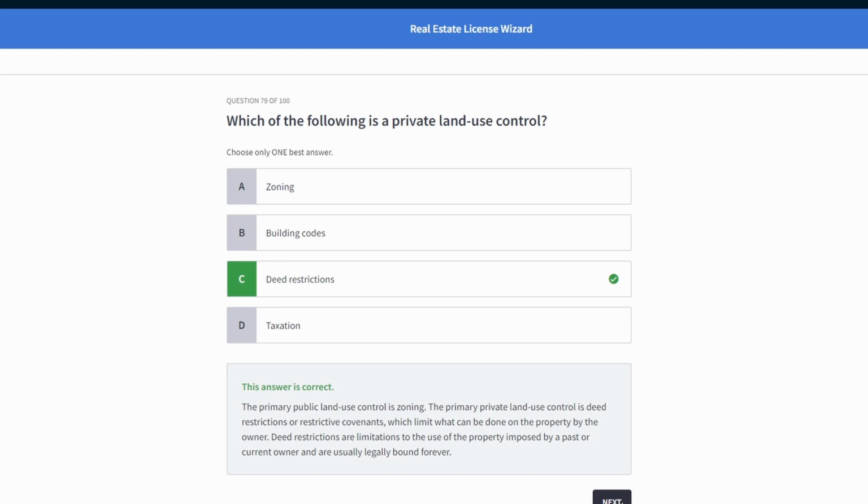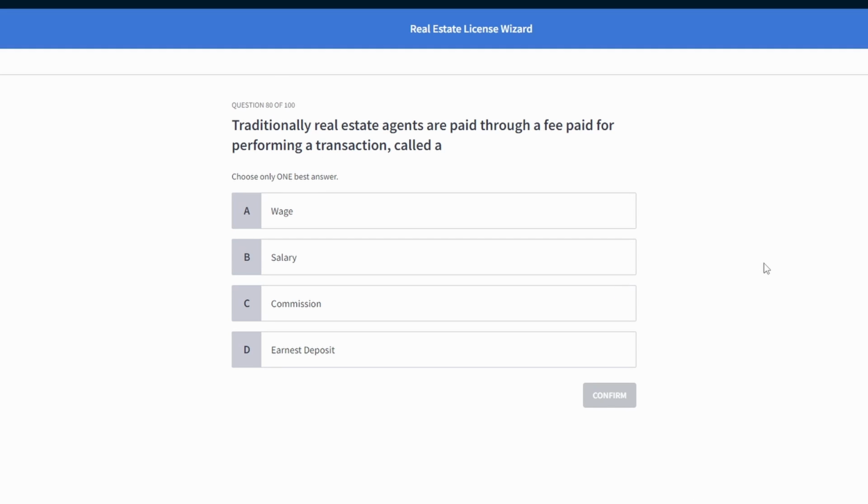So, all right, next one, 80. Traditionally, real estate agents are paid through a fee for performing a transaction called, and there's A, wage, B, salary, C, commission, or D, earnest deposit. So take a couple seconds to think that one over.